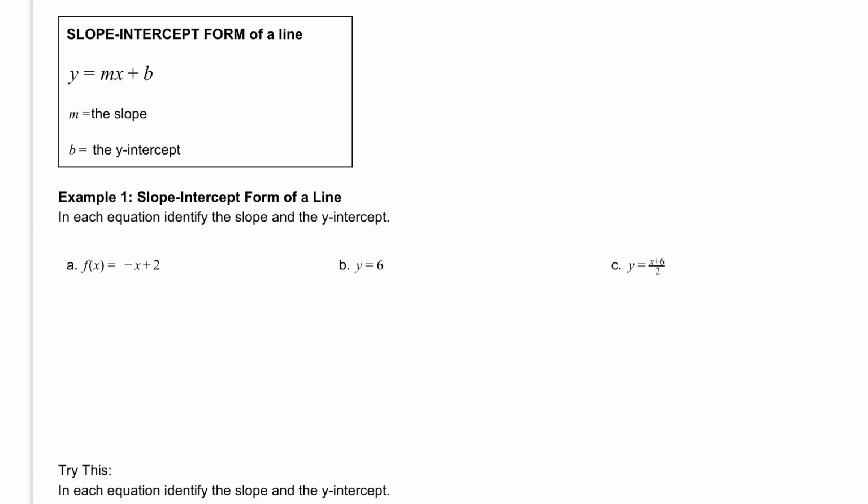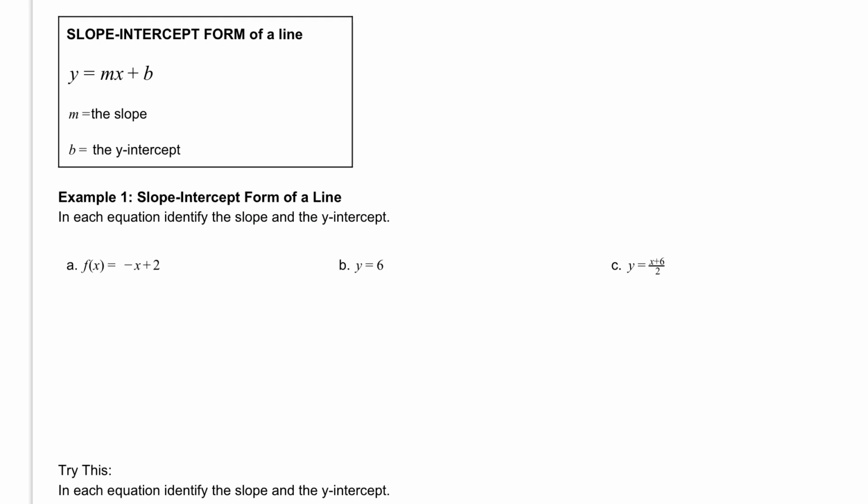In the last day, we're going to start looking at what we call the slope-intercept form of a line. It's called the slope-intercept because we're given the slope and we're given the y-intercept. And the slope-intercept form of a line is y equals mx plus b, where m is the slope and b is the y-intercept.